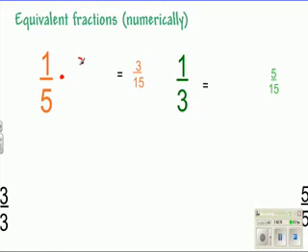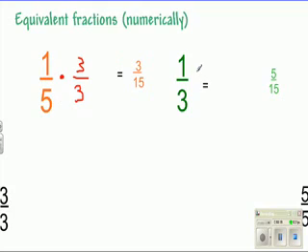But if I do the same to the numerator as I do to the denominator, I'm simply multiplying by 1. 1/5 times 1 is still a fifth, but look at the way it changes the looks. 1/5 and 3/15 look a lot different, but it's the same value. We do the same to the third.